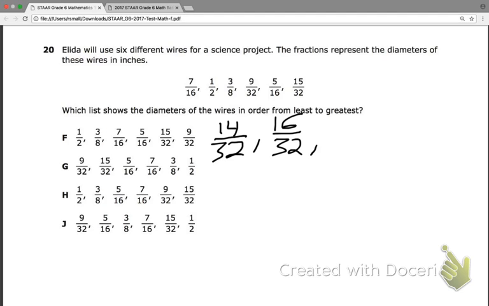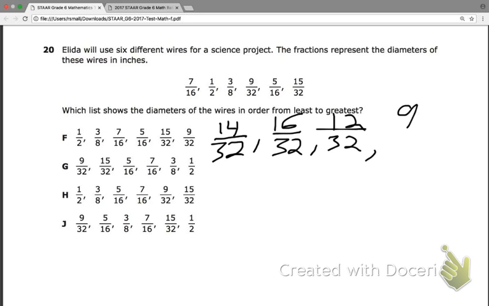3/8. To get from 8 to 32, that is multiplied by, let's see, I'm going to use my factors. 8, 16, 24, 32. Okay, so to get from 8 to 32, it is times 4. So 3 times 4 is 12.